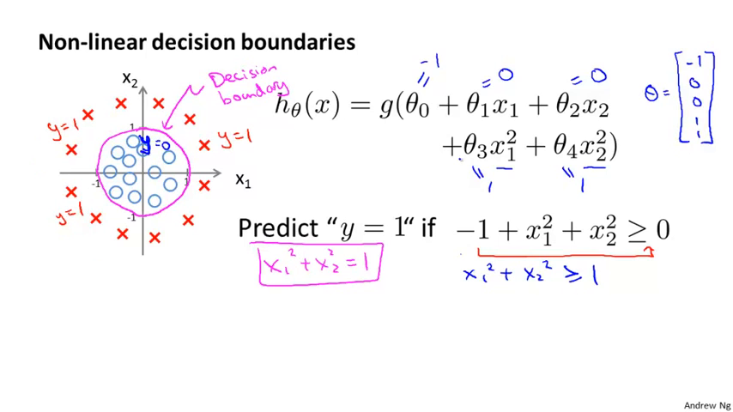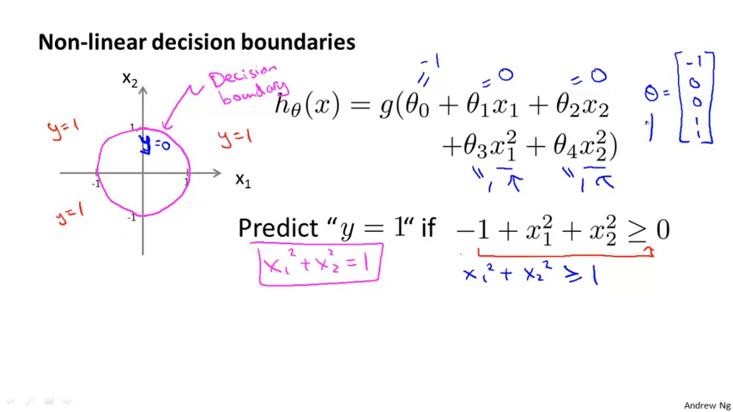So by adding these more complex polynomial terms to my features, I can get more complex decision boundaries that don't just try to separate the positive and negative examples with a straight line, but I can get, in this example, a decision boundary that's a circle. Once again, the decision boundary is a property not of the training set, but of the hypothesis and of the parameters. So long as we're given my parameter vector theta, that defines the decision boundary, which is the circle.